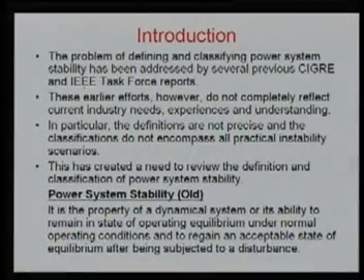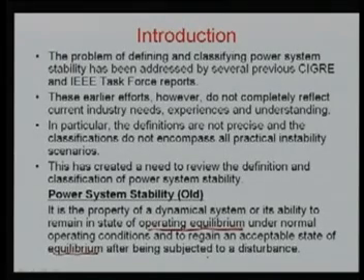If we see the old definition of power system stability, it is a property of a dynamical system, or its ability to remain in a state of operating equilibrium. This is very important: operating equilibrium under normal operating conditions, and to regain an acceptable state of equilibrium after being subjected to a disturbance. To understand this, let us suppose in a multi-directional plane your power system is operating at this point.